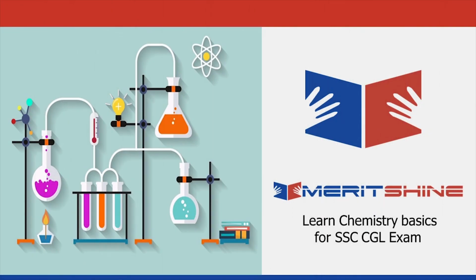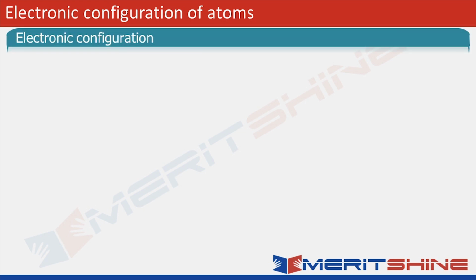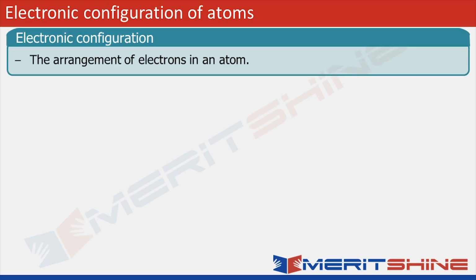Hello everyone. In this module, we will learn about electronic configuration. Having understood the basic structure of atoms, we can now proceed to understand the electronic configuration of an atom. And what is electronic configuration? It is the arrangement of electrons in an atom. So let us try to understand it.